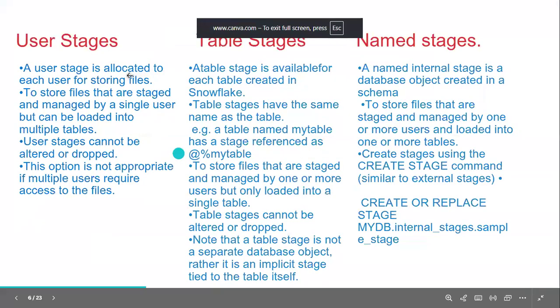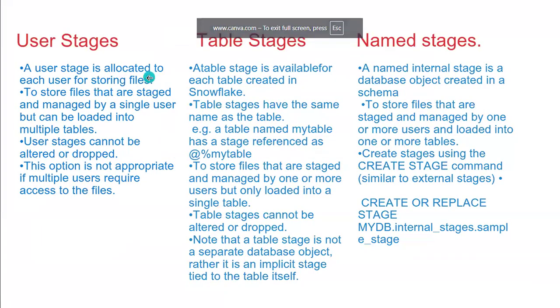User stage is allocated to each user for storing files that are staged and managed by a single user, but can be loaded into multiple tables. In the user stage, only a single user can access that particular stage, but the files available in it can be loaded into multiple tables. User stages cannot be altered or dropped. This option is not appropriate if multiple users require access to the files, so you cannot provide access to this stage to multiple users. Only a single user can access this.